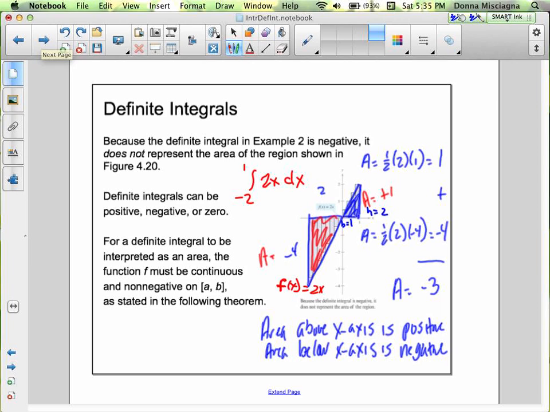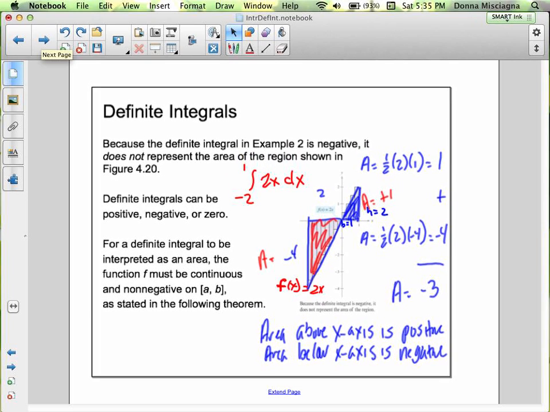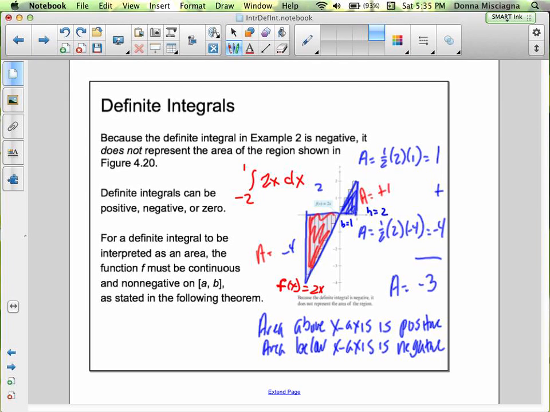If we find the area under the curve from negative 2 to 0, we have a base of 2 from 0 to negative 2, and a height of negative 4 from 0 to negative 4. The area of that would be negative 4, because we have 1/2 times 2 times negative 4 equals negative 4. And if we add those together, we have negative 3.